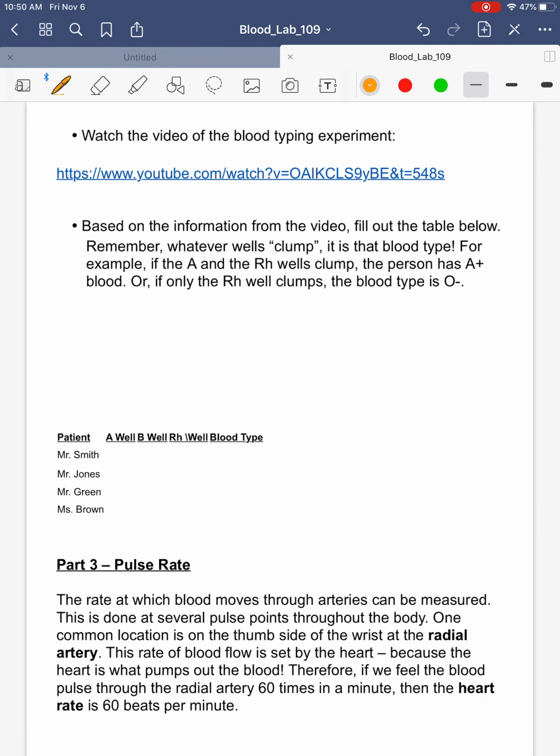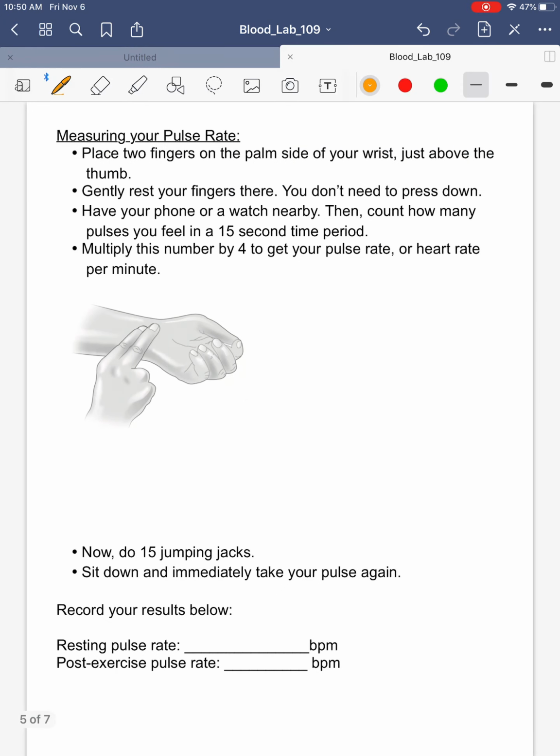All right, so the rest of this I'm going to let you watch on your own. I have posted a video of me going through the blood typing experiment in the lab, which is basically how people determine blood type. So you're going to want to watch that and fill in the table. And then the last two parts of this lab are about pulse and your blood pressure.